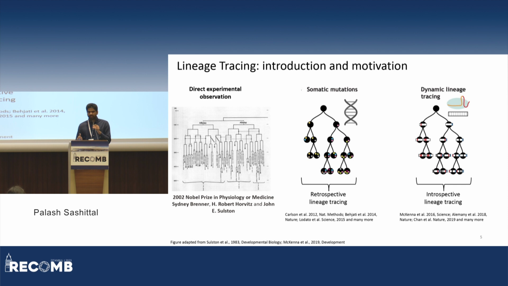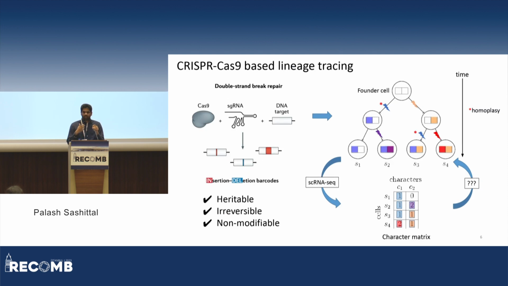So in the last decade or so, there's been exciting developments in new technologies that completely bypass this problem, and these are the dynamic lineage tracing technologies. So here, artificial mutations are introduced into cells during the developmental process, which are then used to infer the cell lineage tree. And because you have more control over the rate at which these mutations are introduced, you get a better cell lineage tree. So today we're going to talk about one such technology, which is a CRISPR-Cas9 based lineage tracing.